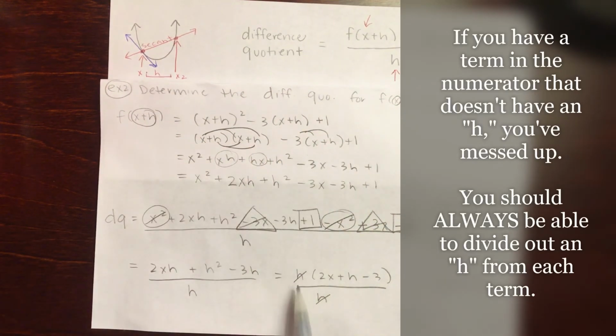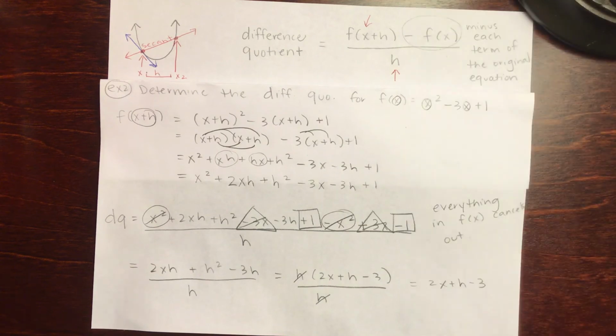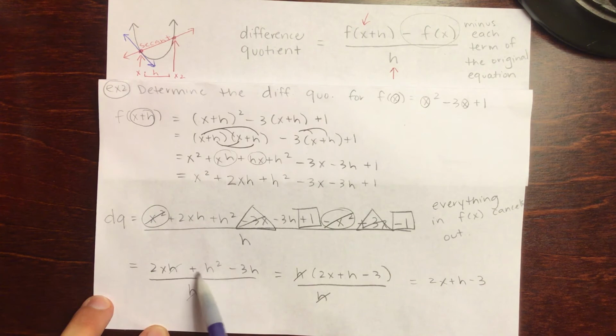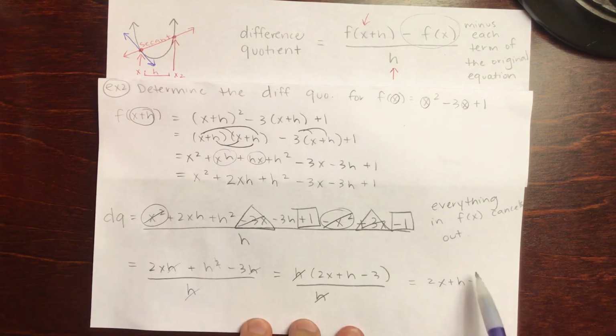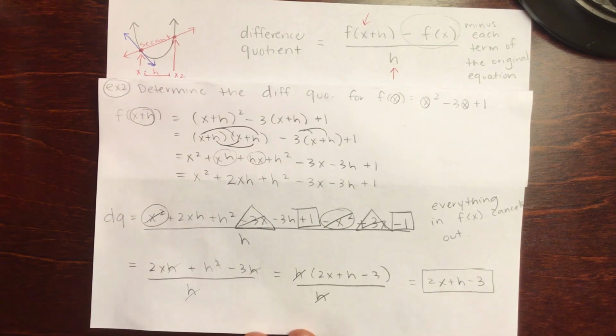If you had a term up here that didn't have an h in it, that means you messed up. You should always be able to pull an h out of every single piece. If that doesn't work, then you've messed up somewhere. You cannot just cancel these two h's, remember, because this one has other stuff added to it. And this is my final answer. This is my difference quotient.